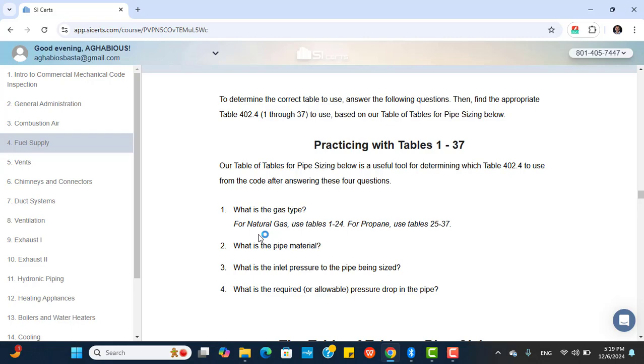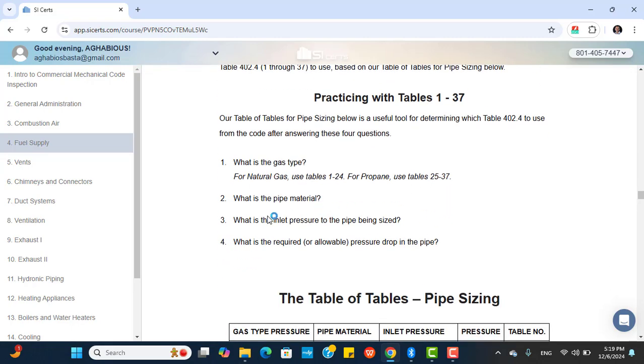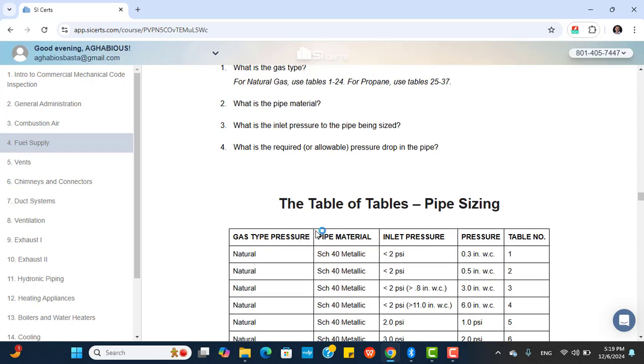What is the gas type? For natural gas, use tables 1 to 24. For propane, use tables 25 to 37. What is the pipe material? What is the inlet pressure to the pipe being sized? What is the required or allowable pressure drop in the pipe?